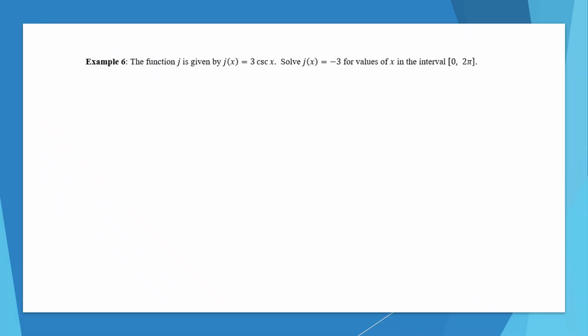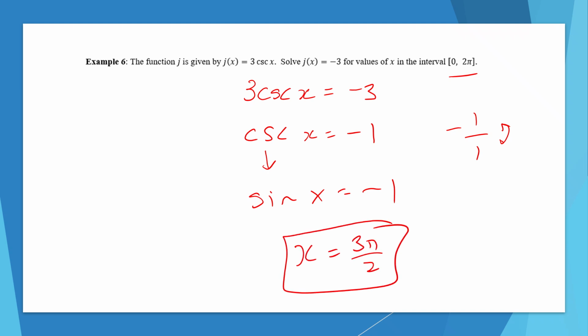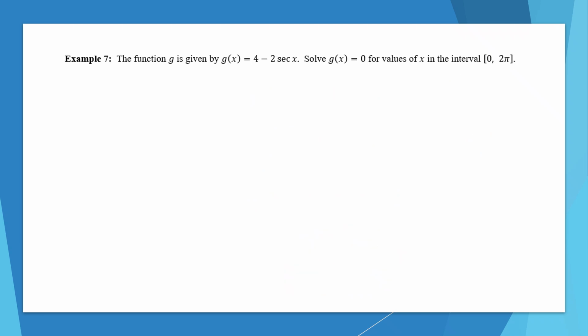Here, example 6. These are going to be a little easier than what you've seen in the past. So 3 cosecant x equals -3, and solve from 0 to 2 pi. Here I'm going to divide both sides by 3 first, and then I'm going to take the reciprocal. So the reciprocal of cosecant is sine of x equals, and then what's the reciprocal of -1/1? You flip that, it's still -1. So here x should be 3 pi over 2 is where sine of x is equal to -1. So that should be our answer for example number 6.